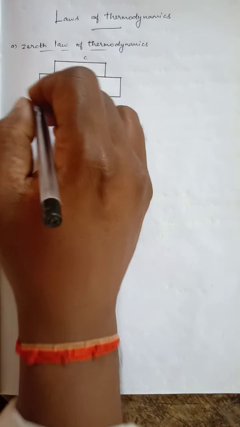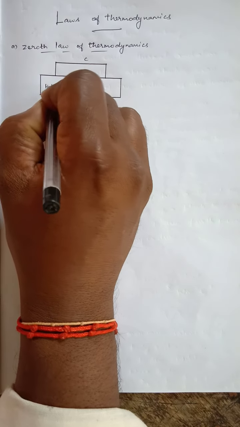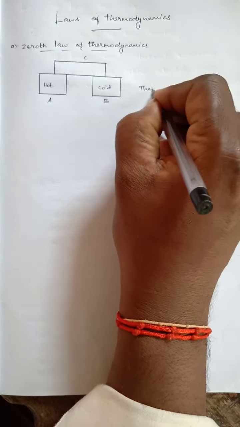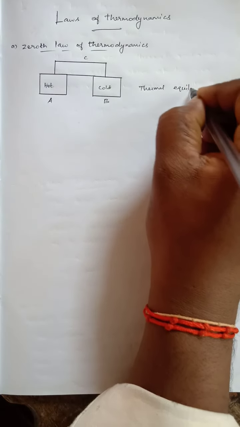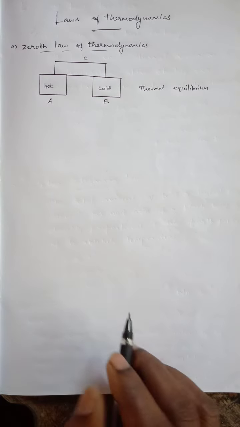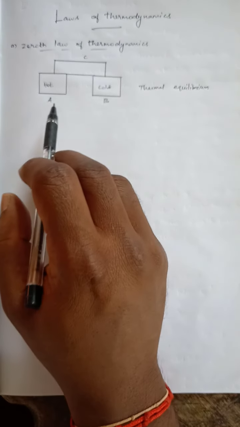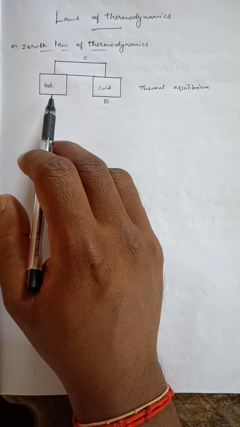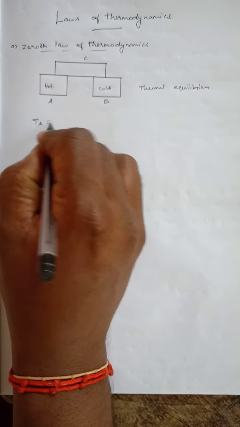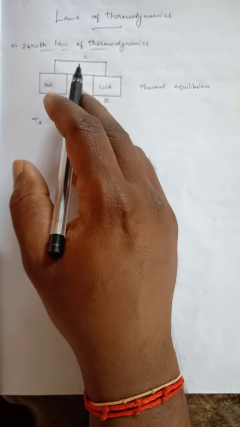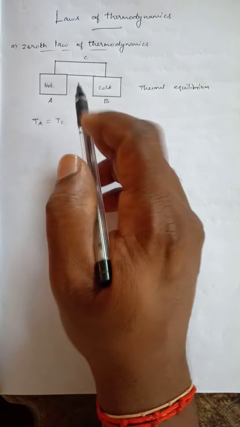For example, system A is hot and system B is cold. How is it possible to make both temperatures equal? That's called thermal equilibrium. Since A and B are not in contact, first the hot object, system A, will transfer heat to C. After some time the temperature of A is equal to the temperature of C, which means A and C are in thermal equilibrium because of the heat energy transferred from A to C.